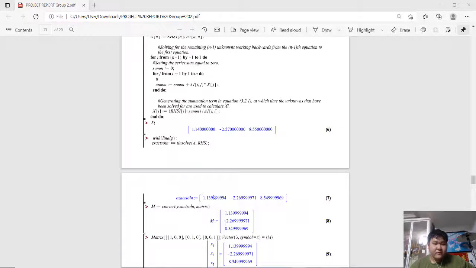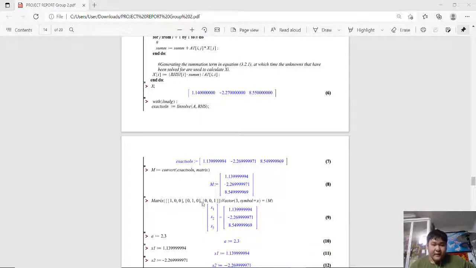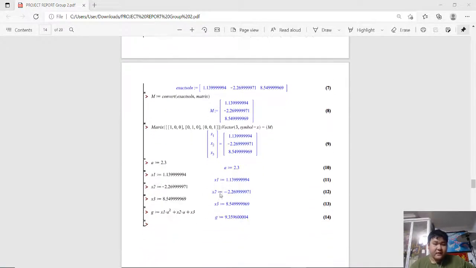We need to know clearly about S1, S2, and S3 so that we can substitute back with the condition A equal to 2.3. So we can find G.